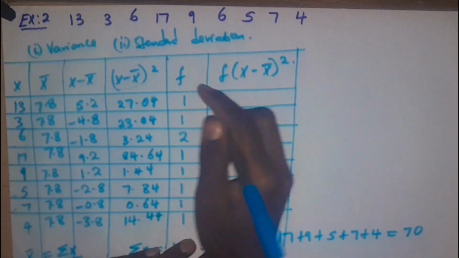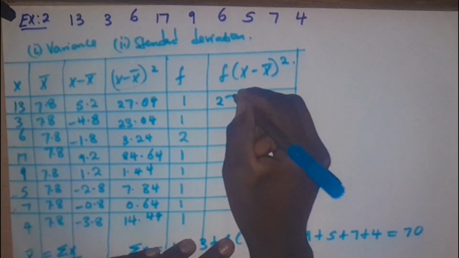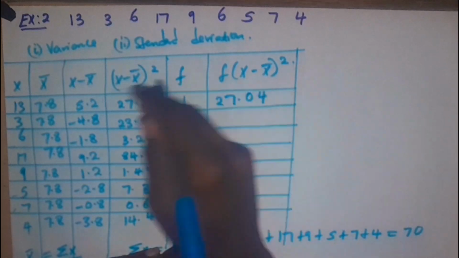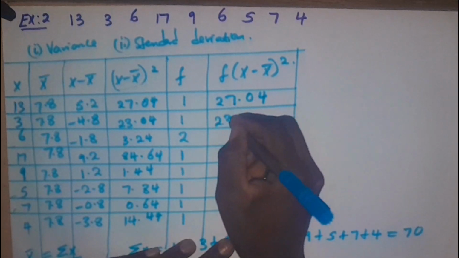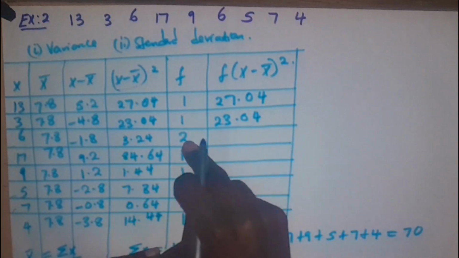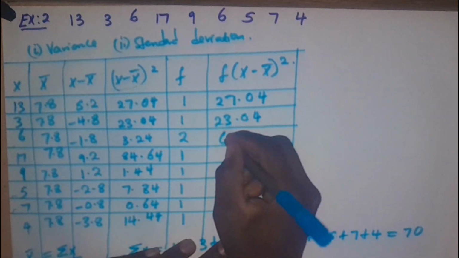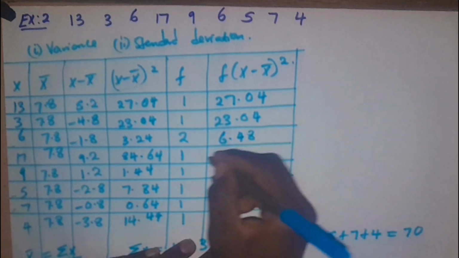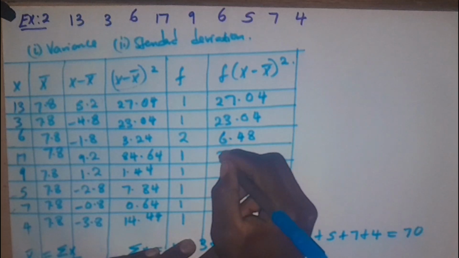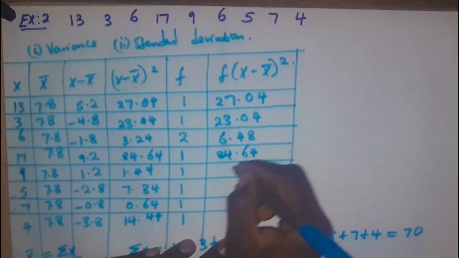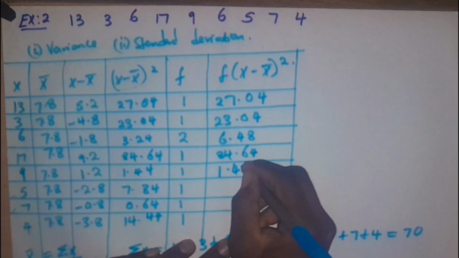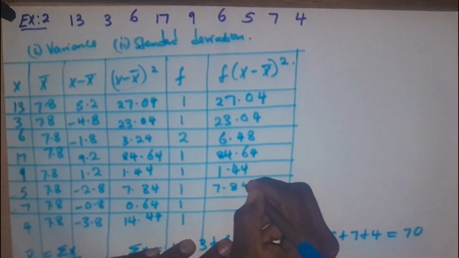After this, this column says we have to multiply the frequency by this deviation. So we're going to say deviation multiplied by the frequency. Since the frequency is 1, we get the value as it is, the same as here again. Only here there's going to be a difference: 3.24 times 2, which is going to be 6.48. And then the next values stay the way they are from this column, since we are multiplying with 1.